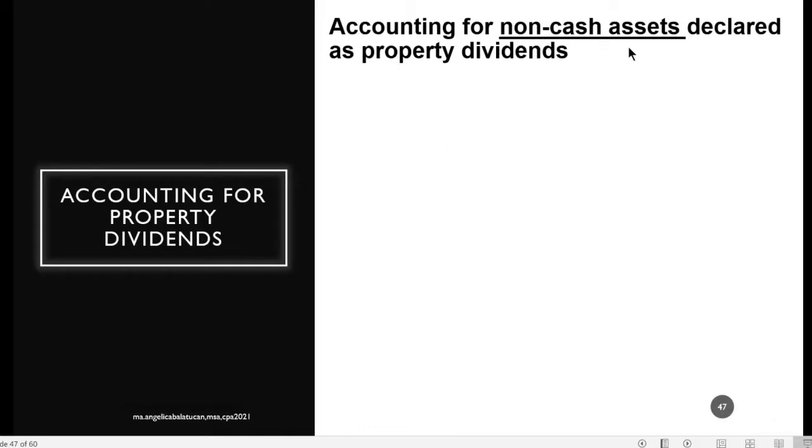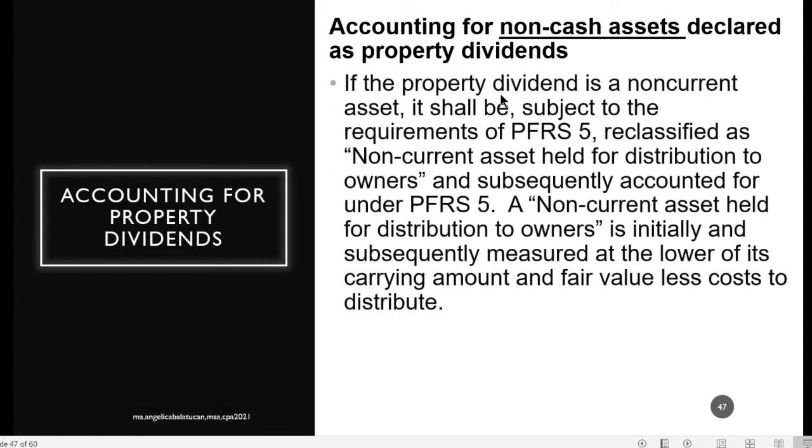So accounting for non-cash assets declared as property dividends would also consider the following. So if the property dividend is a non-current asset, it shall be subject to the requirements of PFRS 5, reclassified as non-current asset held for distribution to owners, and subsequently accounted for under PFRS 5. A non-current asset held for distribution to owners is initially and subsequently measured at the lower of its carrying amount and fair value less cost to distribute.